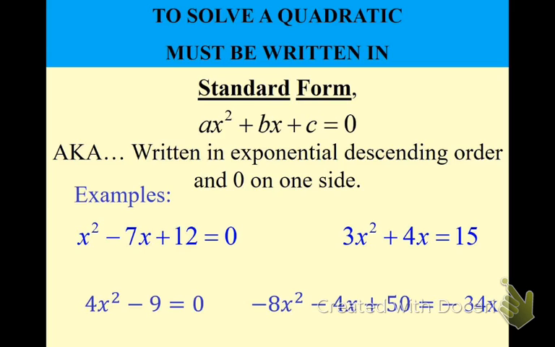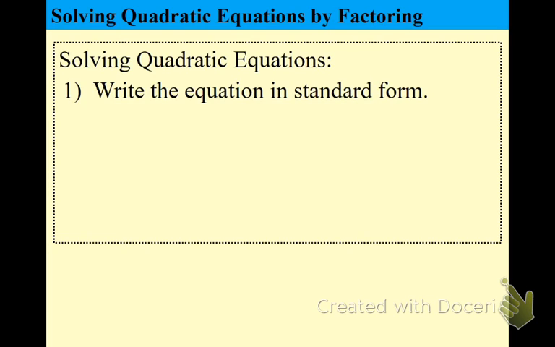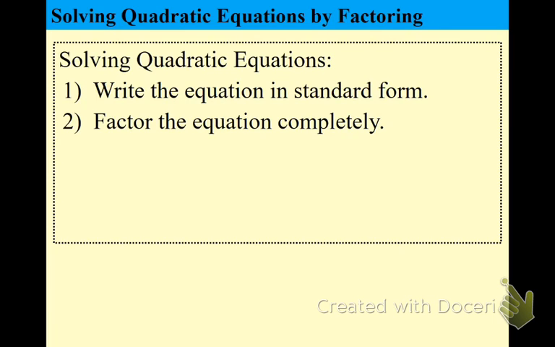We're going to do all 4 of these on a separate screen. And then here are your 5 steps. First one, write it in standard form. You just wrote that: ax squared plus bx plus c equals 0. So it has to be in the order like that. Yes, it has to, because after that, you're going to factor. If it's not written in the correct order, then you're not going to get the x correct. So step 1, write in standard form. Step 2, factor completely.